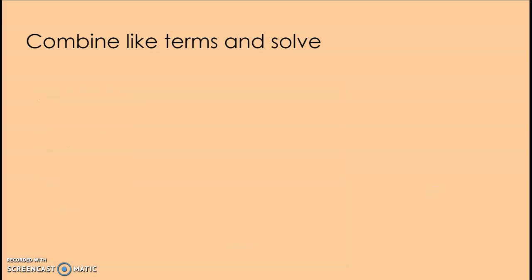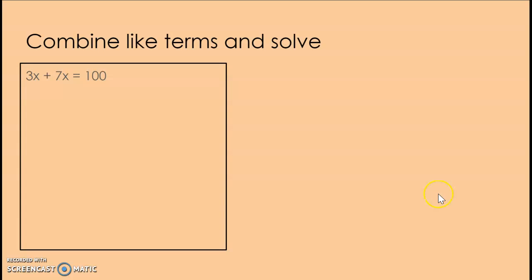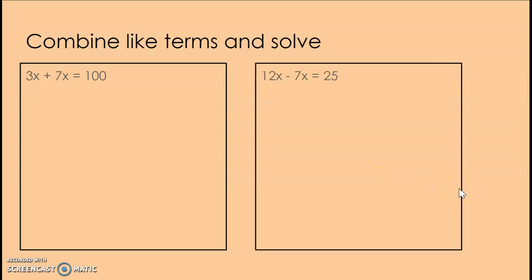Last section. Combine like terms and solve. Remember that because these terms are on the same side of the equal sign, you just either add or subtract the way that you regularly would. 3x plus 7x equals 100. And 12x minus 7x equals 25.